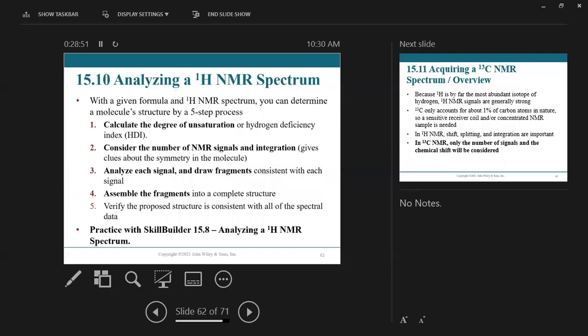With a given signal in a proton NMR, they're just giving you a 5-step process. It says calculate the degree of unsaturation. We did that in the homework yesterday. Consider the number of NMR signals and integration. You want to analyze each signal and try to guess. Assemble the fragments and verify the proposed structure.